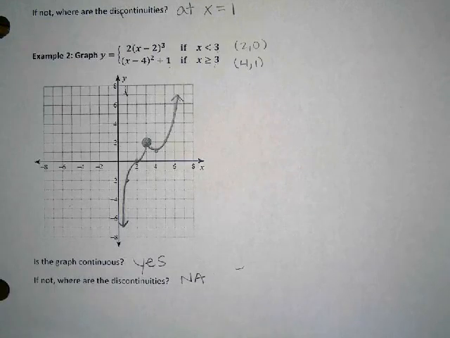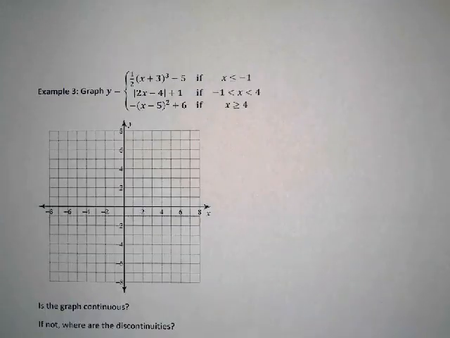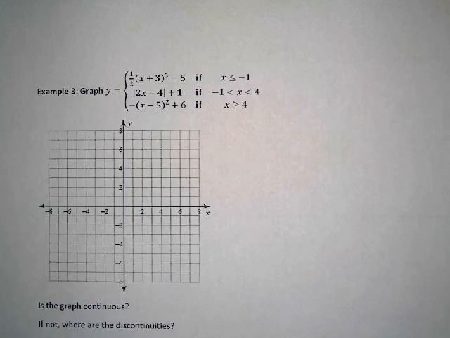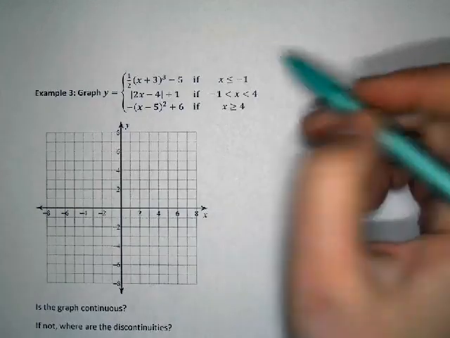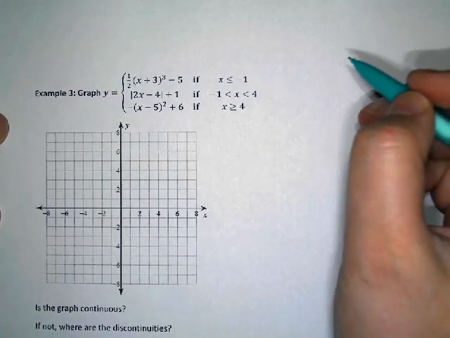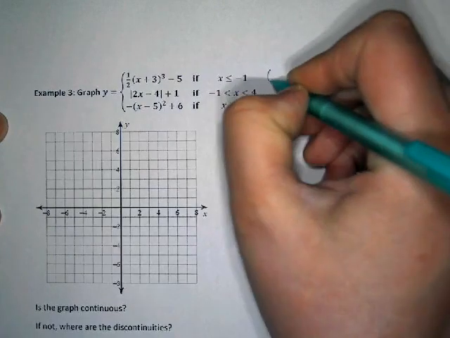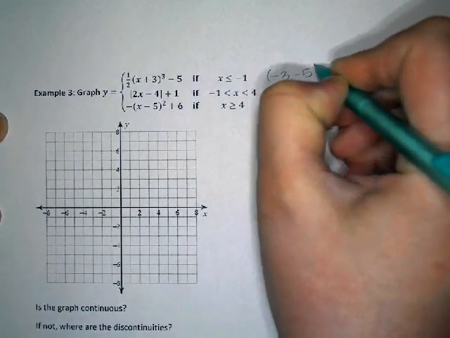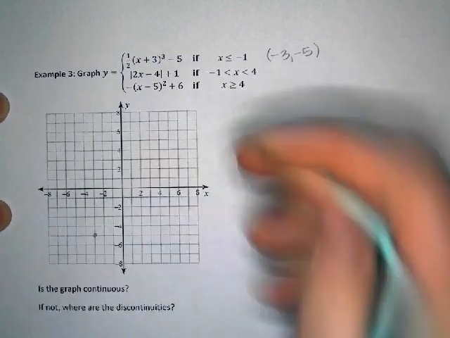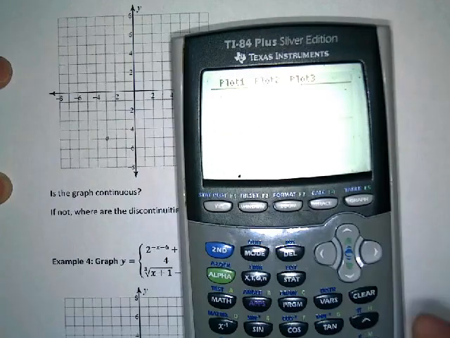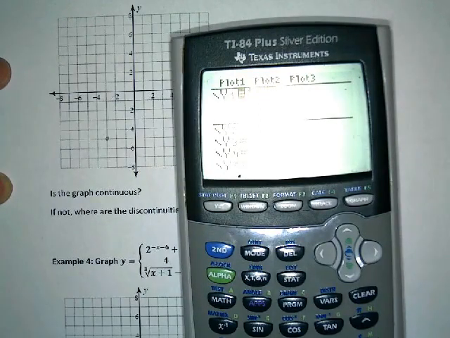All right, go ahead and flip the page. I decided to make things a little bit crazier, so here's a piecewise function that has 3 pieces in it. So if we look at the first problem, we have a cubic again. What is the locator point for the cubic? -3, -5. Okay, so left 3, down 5. All right. So we've got 1/2 (x + 3)^3 - 5.